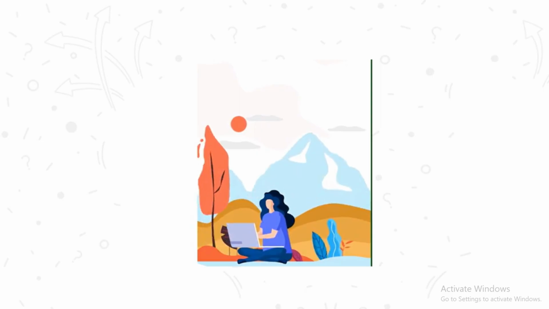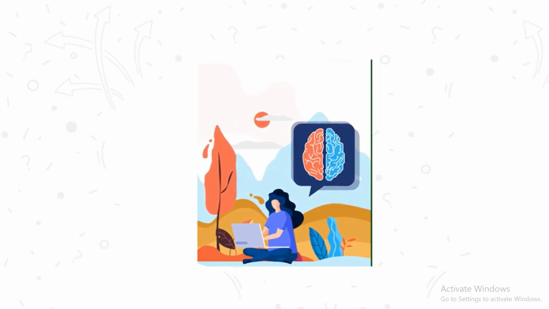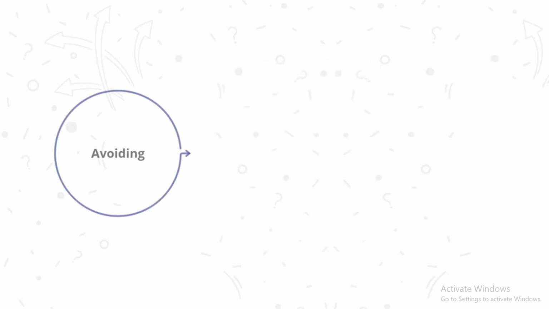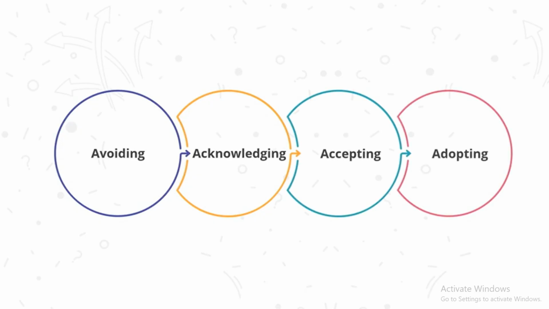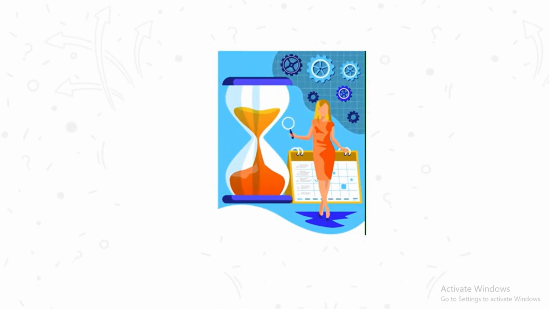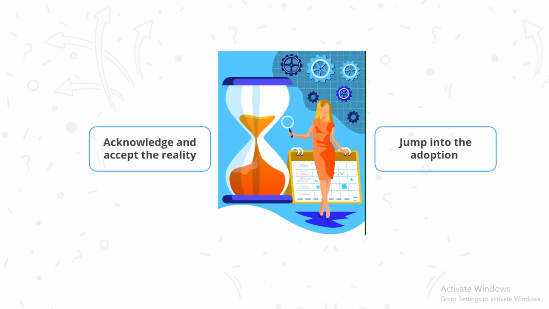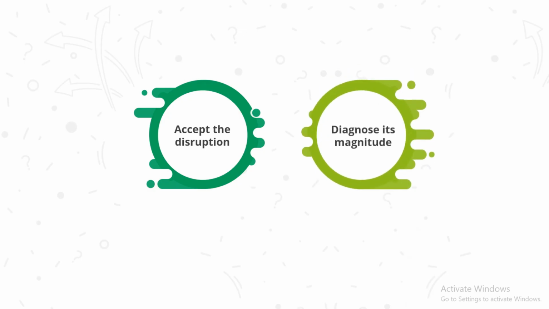Anna wants to set an example to other leaders by not quitting and responding through a growth mindset. Generally, responding to disruption follows a sequence of avoiding, acknowledging, accepting, and adopting. Anna does not want to lose time by avoiding or denying the reality. She wants to acknowledge and accept the reality and jump into the adoption. As a first step toward leading a disruptive change, she wants to accept the disruption and diagnose its magnitude.